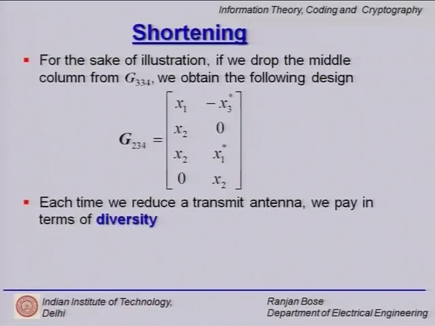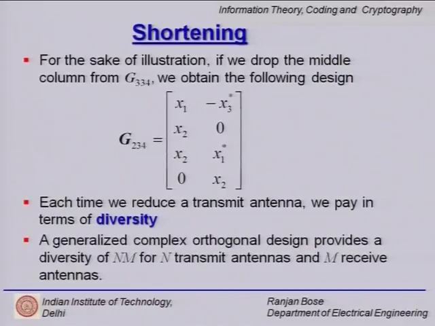But each time we do so, we are paying in terms of the diversity, because diversity is n into m, where n is the number of transmit antennas, which we have halved, and so the diversity gain will also drop down by half. We have observed this, that the diversity gain is n cross m.